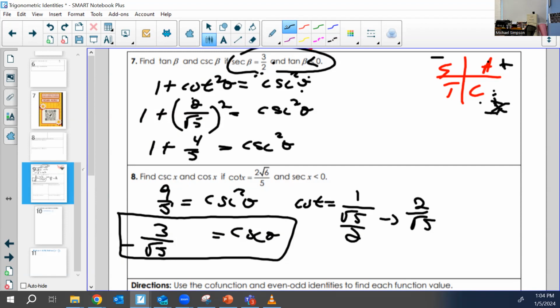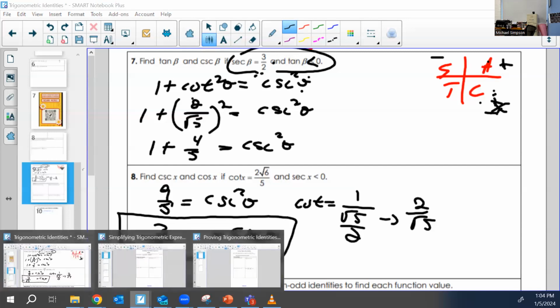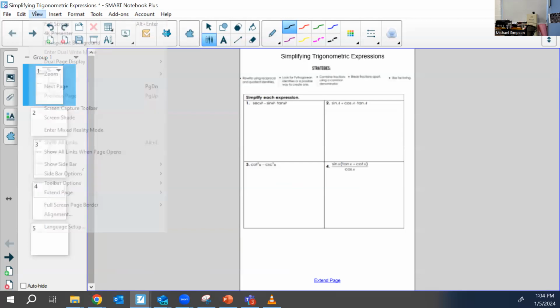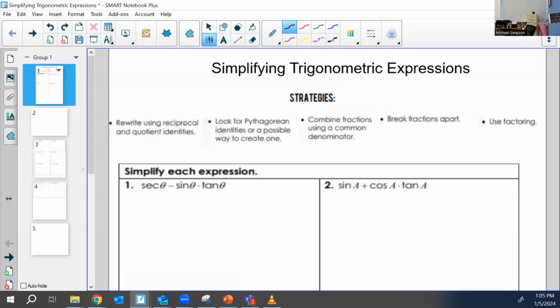All right, guys, let's go on to today's lesson. Today we're going to look at simplifying and proving trigonometric identities. Let's go to today's lesson, which is, I believe, on page 10, simplifying trigonometric identities.